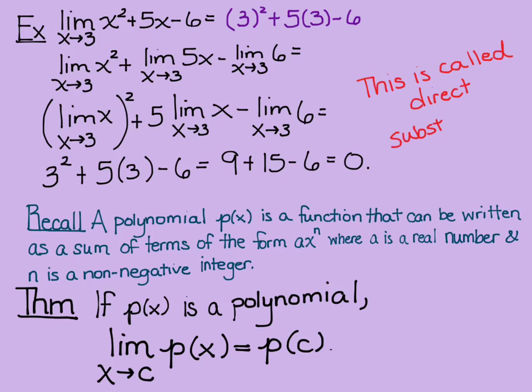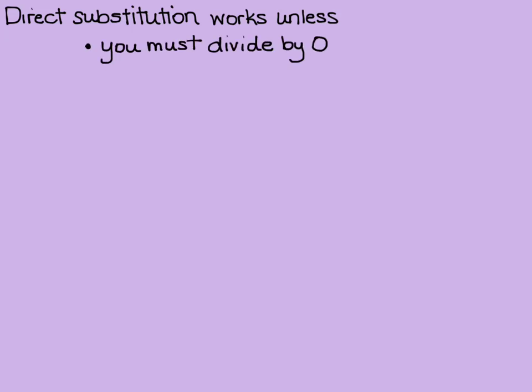This is called direct substitution. So what we've just shown is that direct substitution, plugging the number x equals 3 in for x in the function, will work for any polynomials. Direct substitution turns out to be a very useful tool, and it's thankfully very easy to use. It works unless we get any of the following.